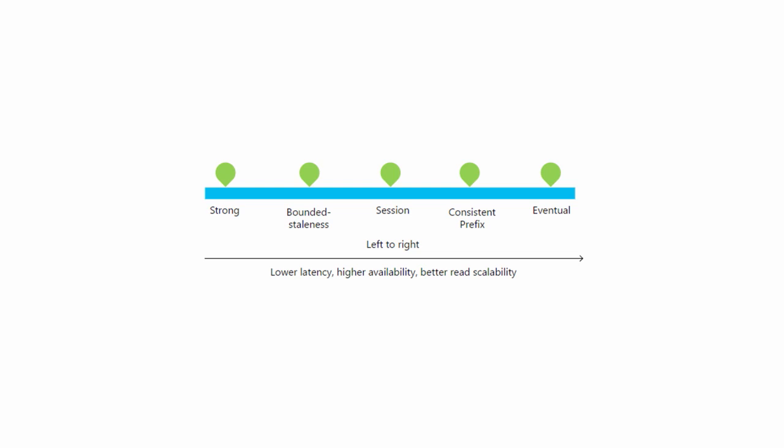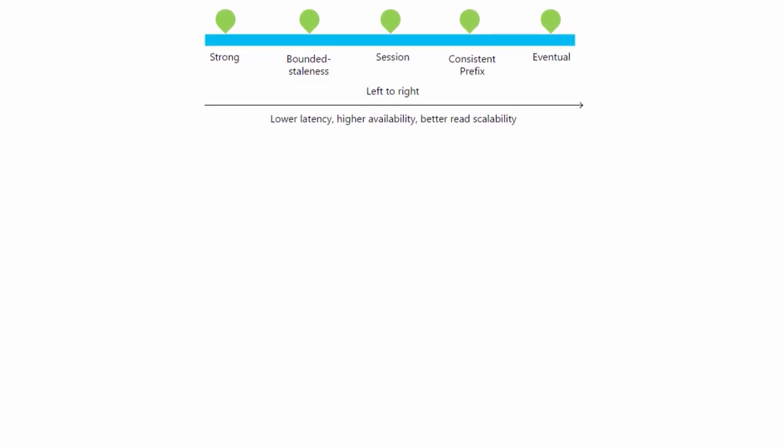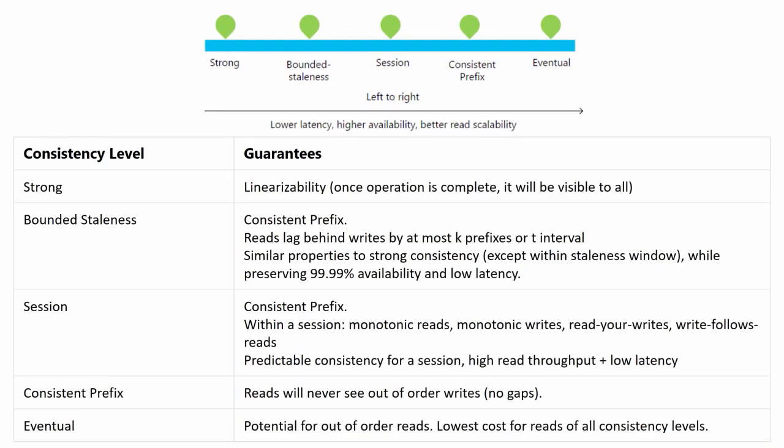Basically, if you look at this on a spectrum from strong to eventual, as you relax consistency, you're going to get lower latency, higher availability, and better read scalability. And so the guarantees that we provide are for the click stops in between.